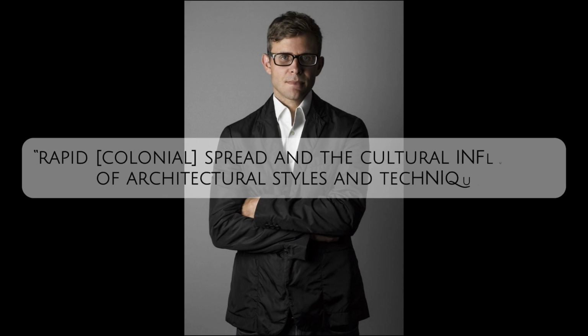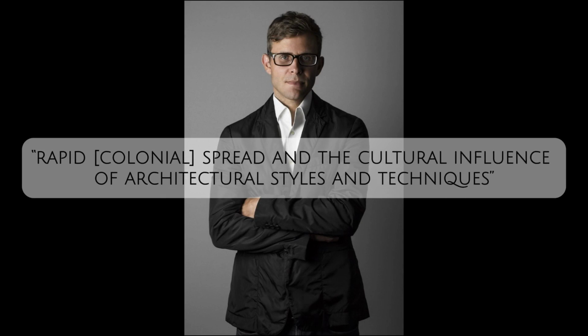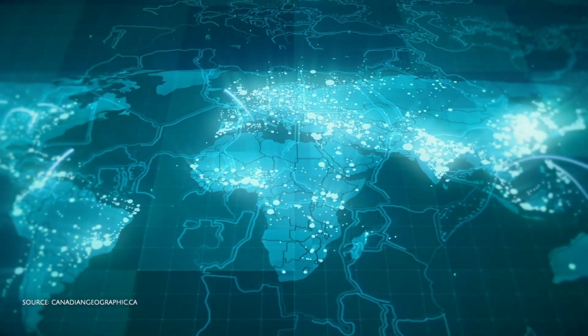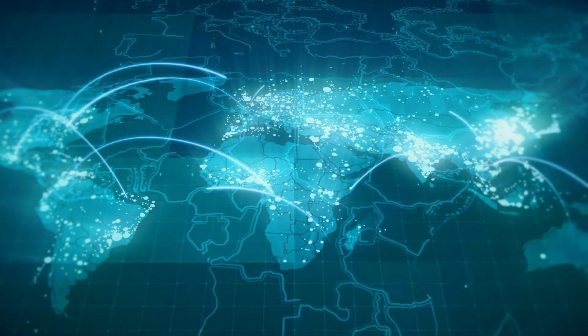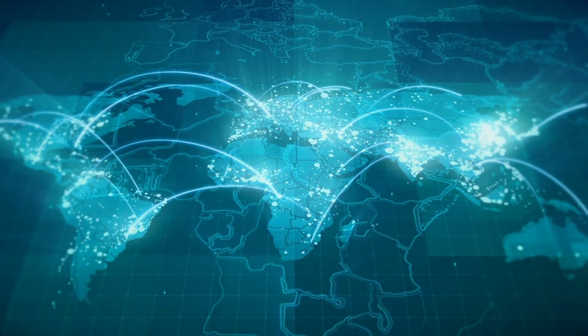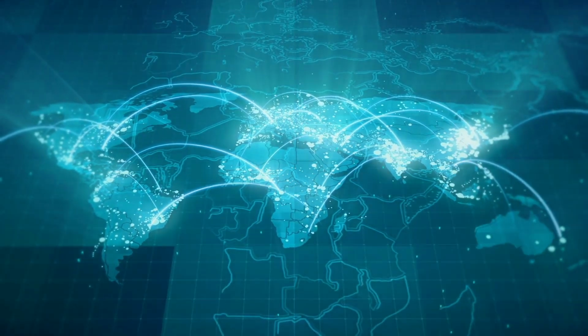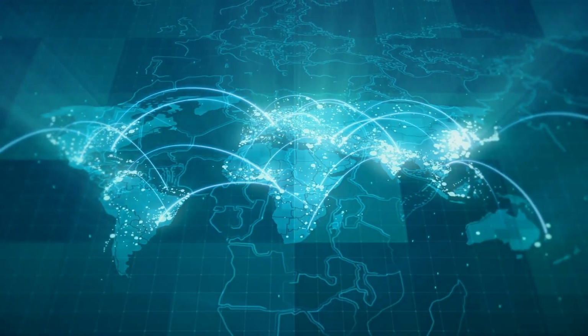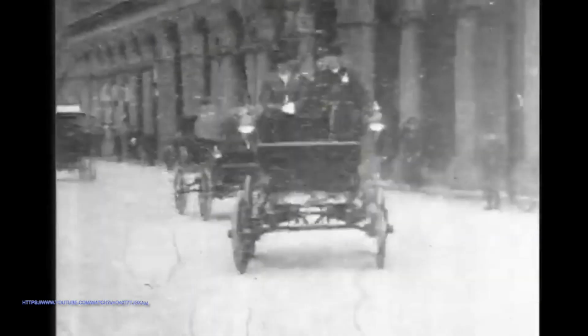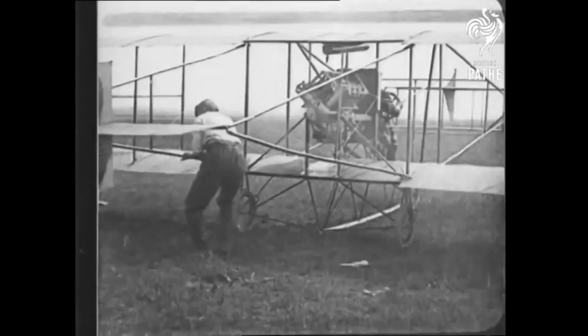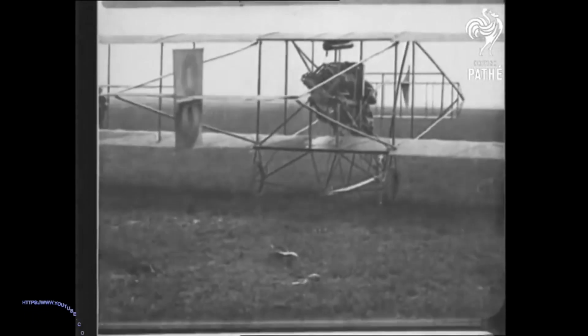Colonialization, according to Joseph Godlewski, refers to the rapid spread and the cultural influence of architectural styles and techniques. This concept significantly shaped architecture globally, especially throughout the 1900s. As globalization took place, not only did it connect economies and trade, but it also facilitated the exchange of architectural ideas and technologies worldwide. During the 20th century, advancements in transportation and communication made it easier for architectural ideas to spread globally, such as automobiles, airplanes, the radio, assembly line, and more.